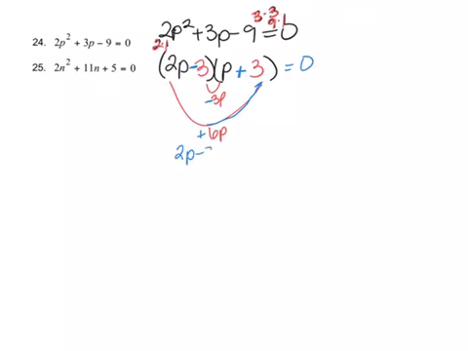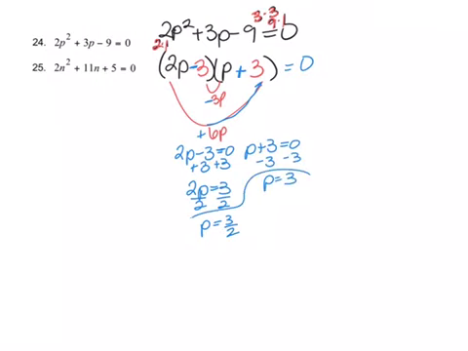So 2p minus 3 equals 0, and p plus 3 equals 0. Add 3. So 2p equals 3, and p is 3 halves. And then subtract 3, and p equals negative 3. So my two answers are 3/2 and negative 3.